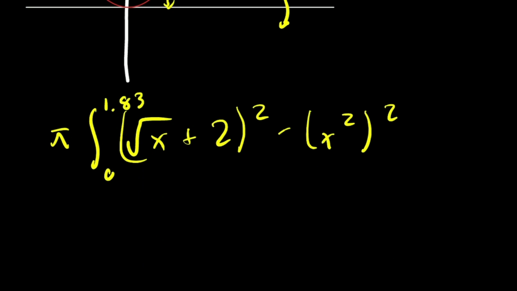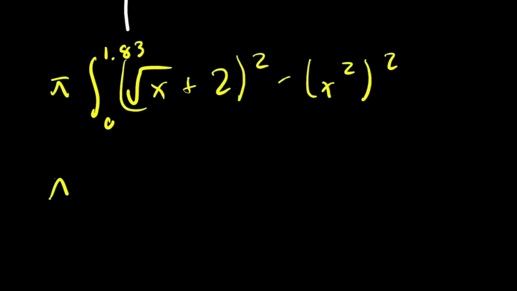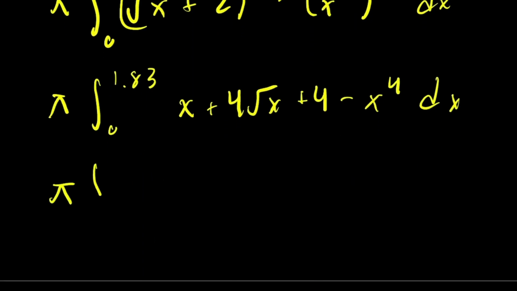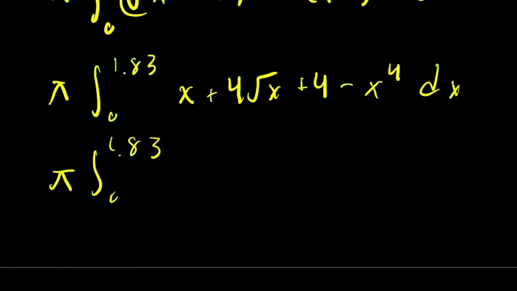So this is really just more annoying than it is hard. So we're going to square it out, 0 to 1.83. Root x plus 2 squared. Let's see, square the first, double the product, square the last, minus x to the fourth dx. So pi times the integral from 0 to 1.83 of, oh, I guess we can't combine any like terms. Man, this is a really ugly one, but we'll still do it.